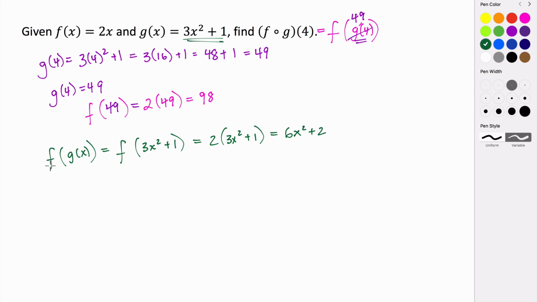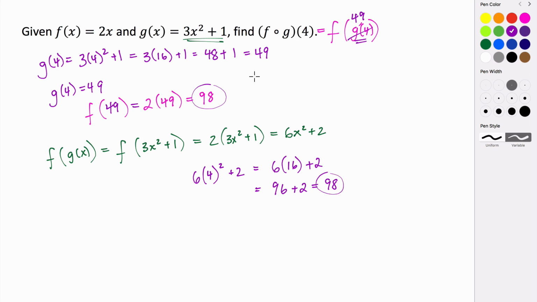If I wanted to know what is f of g of 4, essentially I just take this function and evaluate it at 4. So it's 6 times 4 squared plus 2. We know that 4 squared is 16, so this is 6 times 16 plus 2. 6 times 16 is 96. 96 plus 2 is 98. So we got the same result either way.